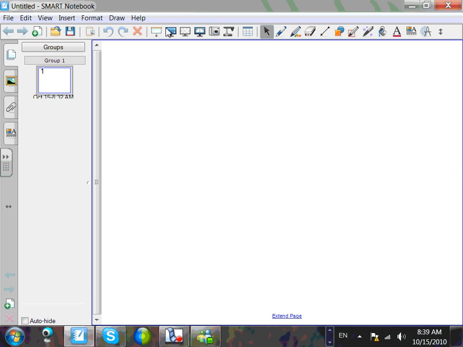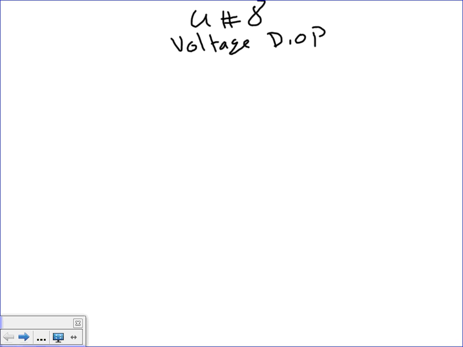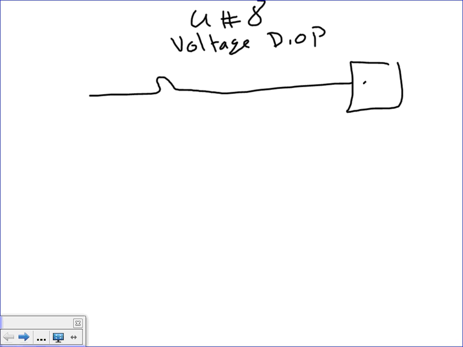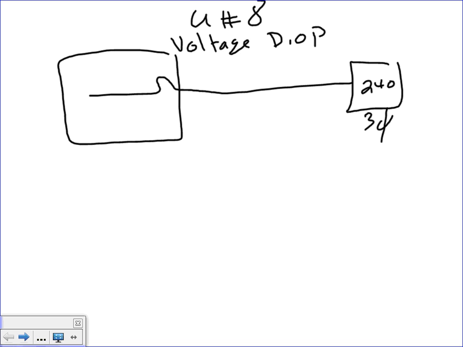Here you go. So let's just do a couple of things, and I'll get back to table 8. This will be unit number 8 in the NEC code book, and we're going to talk about voltage drop. A couple of things about voltage drop. Here's a piece of equipment. This piece of equipment is rated for 240 3-phase, and the voltage system coming from this panel is 240 3-phase.